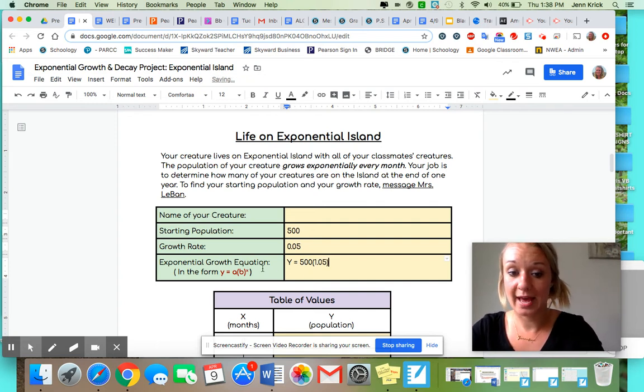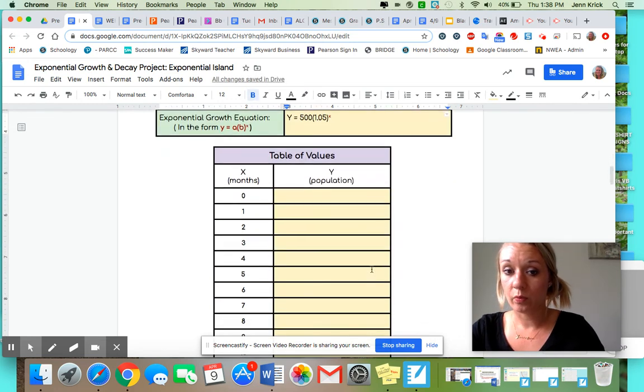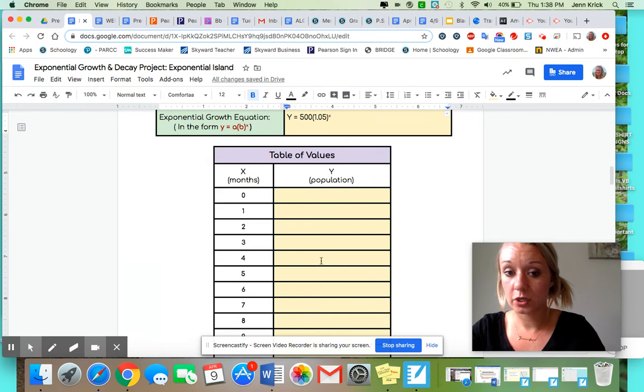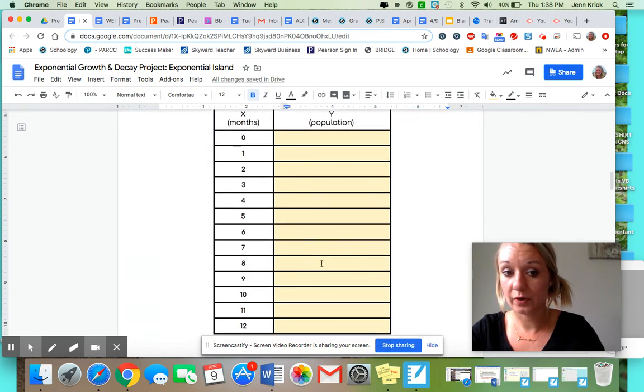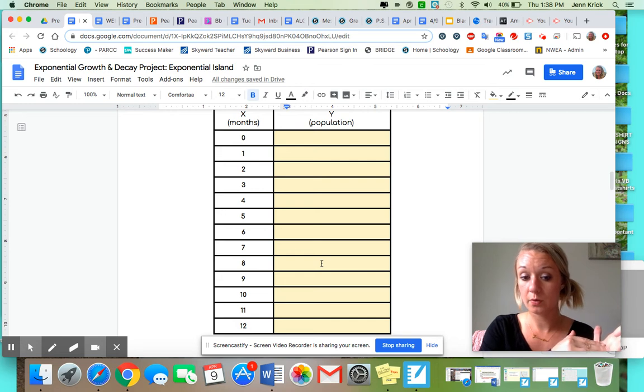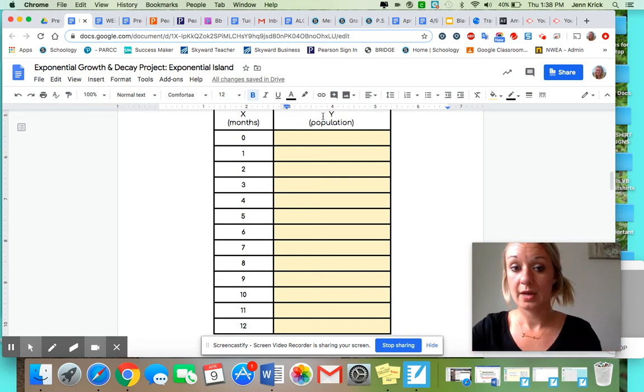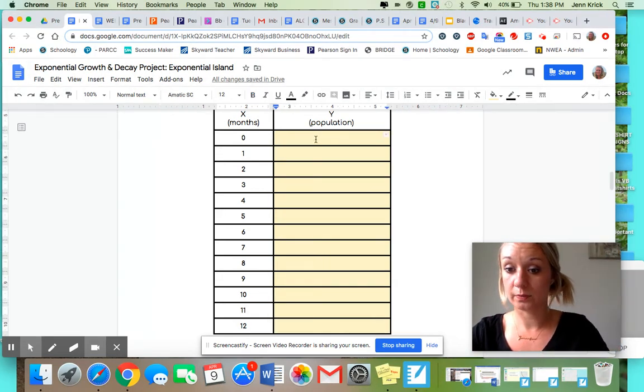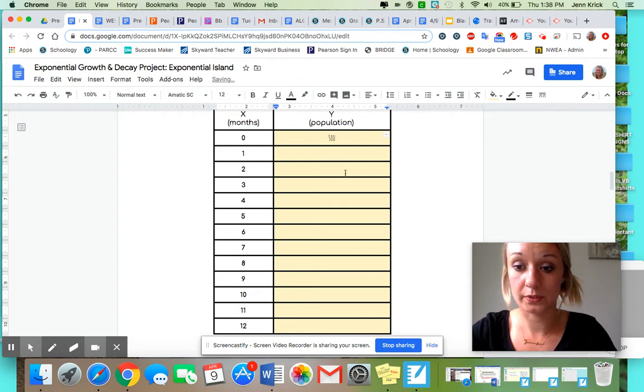And then this x value here, you can leave as part of your equation, because that's going to change every time. Now, once you have that, you are going to plug in a table of values for how your population would look from the starting point at month 0 all the way for a whole year. So at month 0, if this was my data, I would have 500. Sorry, that is microscopic.